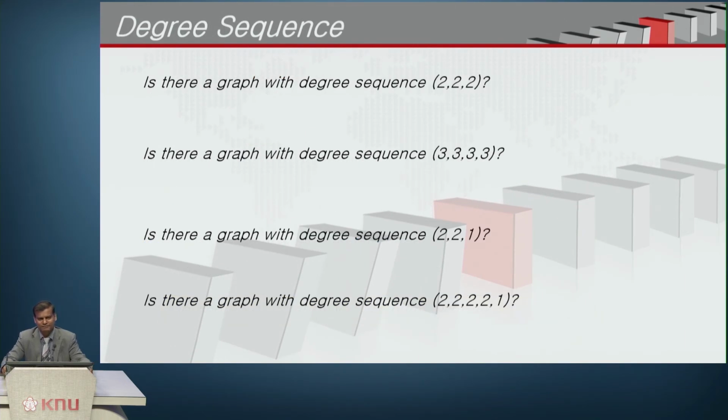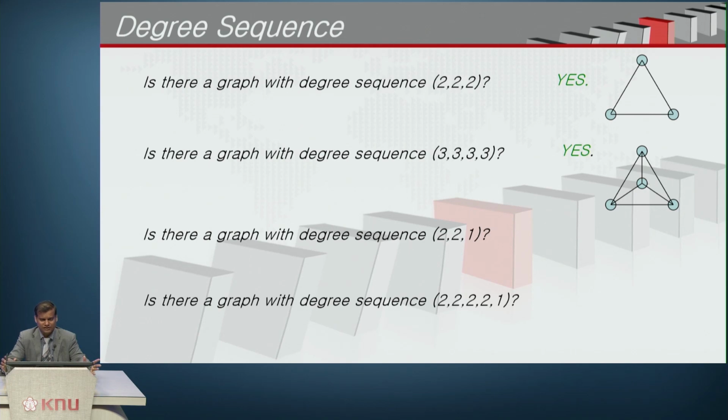So the question again here: can you find answers for these degree sequences? Is there a graph with the degree sequence 2, 2, 2? Yes, you can see here each vertex has two edges incident on it. Yes, it is possible. And the next question: is it possible to have a graph with degree sequence 3, 3, 3, 3? Well, yes, it is possible to have such a degree sequence.